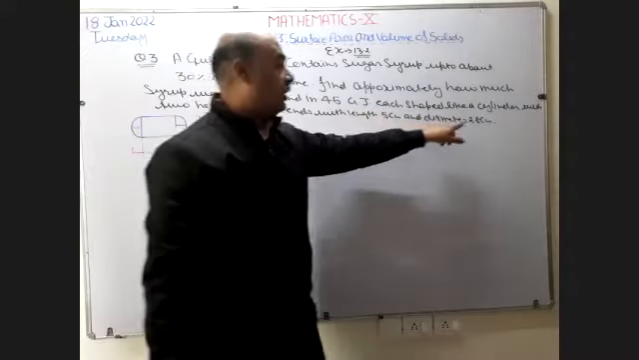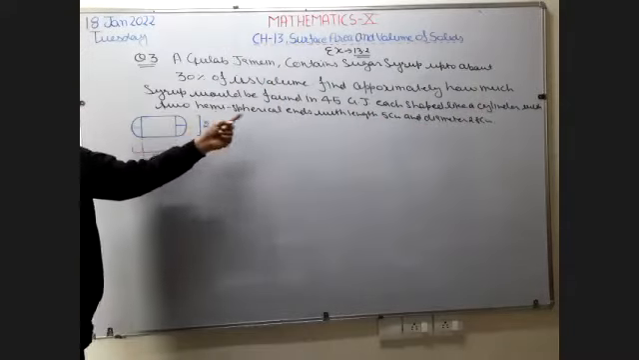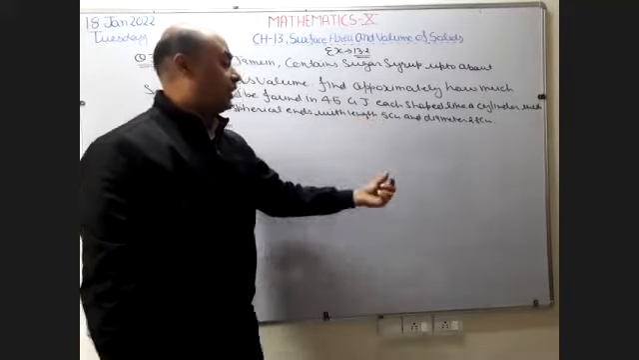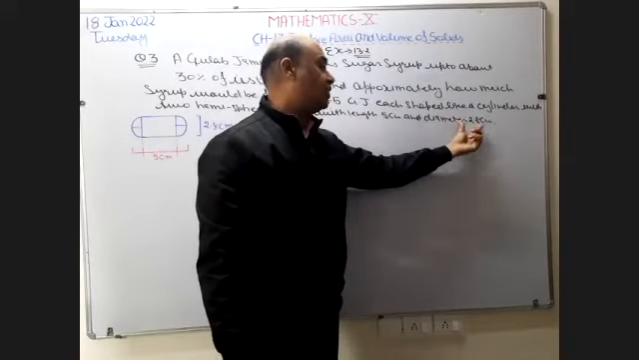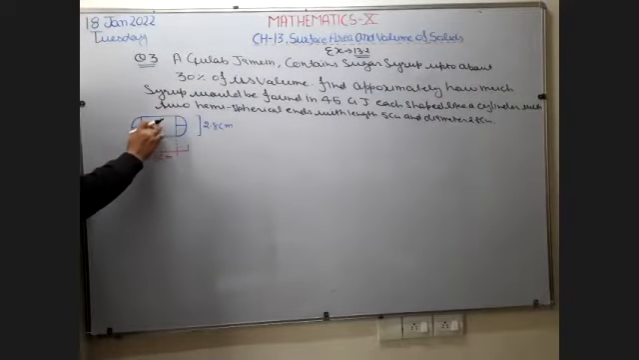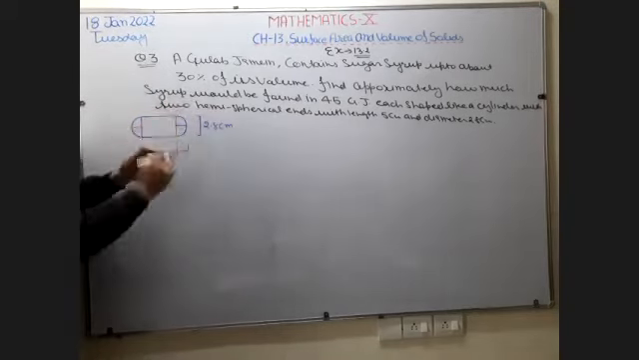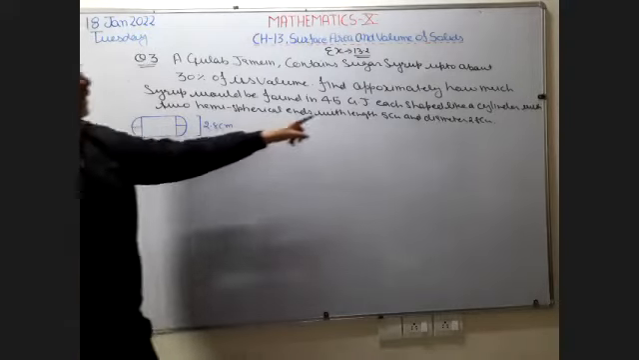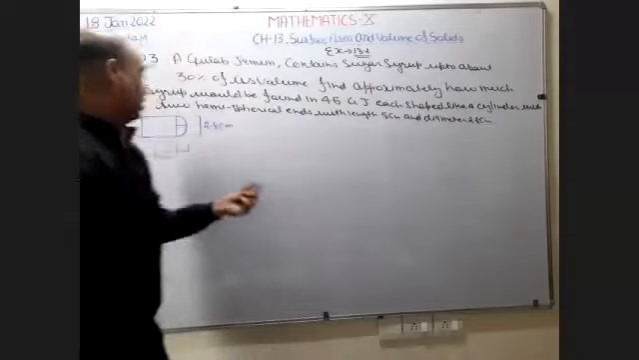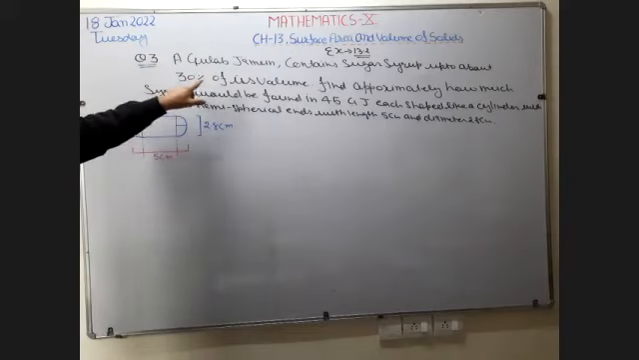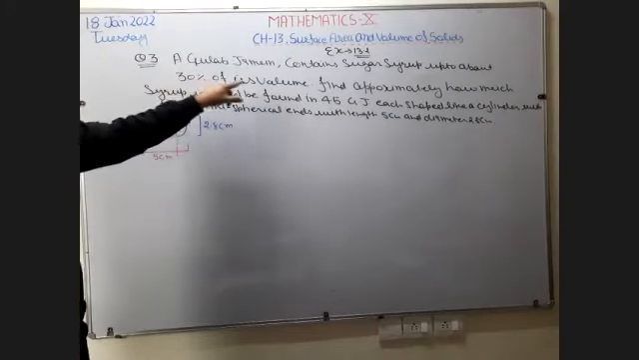The shape of the gulab jamun is cylindrical with 2 hemispherical ends, and the dimensions are given: the length of the gulab jamun is 5 centimeter and the diameter is 2.8 centimeter. The middle part is cylindrical and these two parts are hemispherical, the first hemisphere and the second hemisphere. Now in this question, we are going to find the volume of the sugar syrup, which is 30% of its volume.